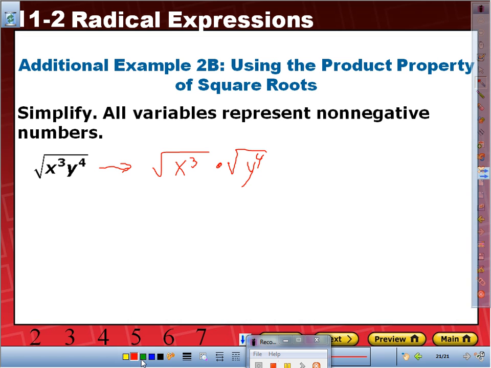Is that correct? So, by looking at these, the only one that can be divided evenly by the index. What is the invisible index here? 2, and the invisible index here is 2. The only one that gives me an even number power is which one? Y. So what is 4 divided by 2? This becomes y to the second. Since this one cannot give me an even number, I just write it next to it. Square root of x cubed. And we're done. Copy that, please.